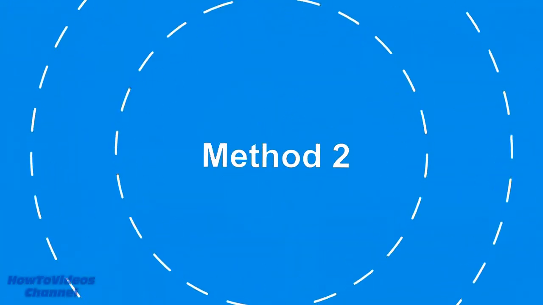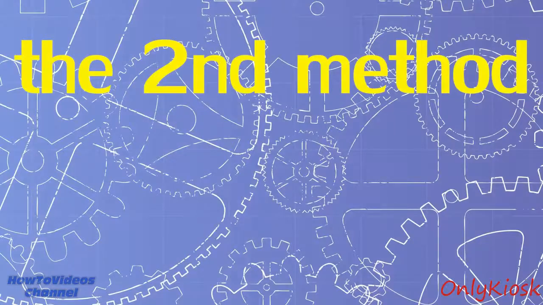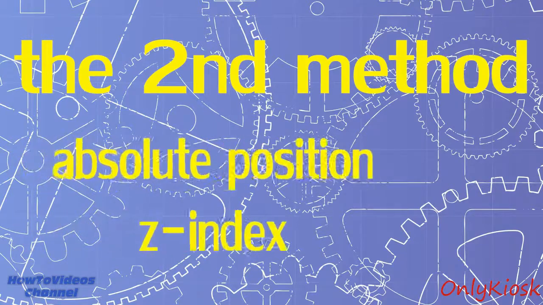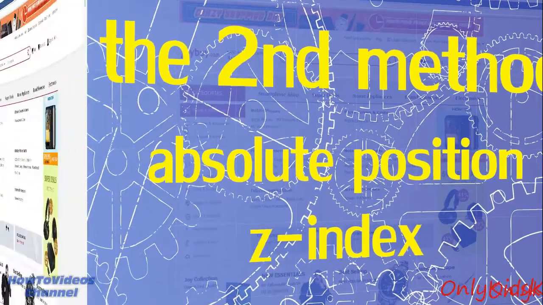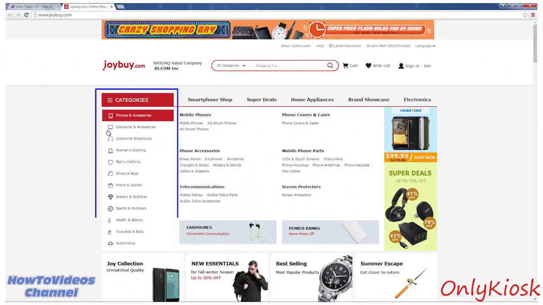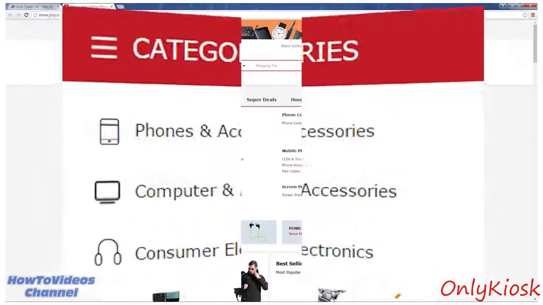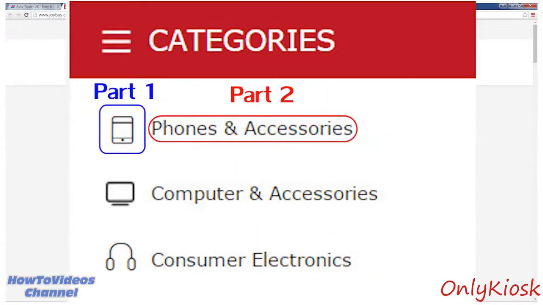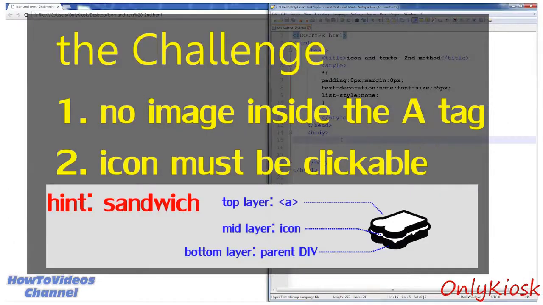We've created the button. In this lesson, we'll try another method. The second method requires us to use absolute position and z-index. Take a look at this drop-down menu. Each menu button is made of two parts, an icon image and a clickable text. Let's say for a certain reason we're not allowed to put images into the A tag, but the whole area, including the icon image, must be clickable. So how do we achieve this?